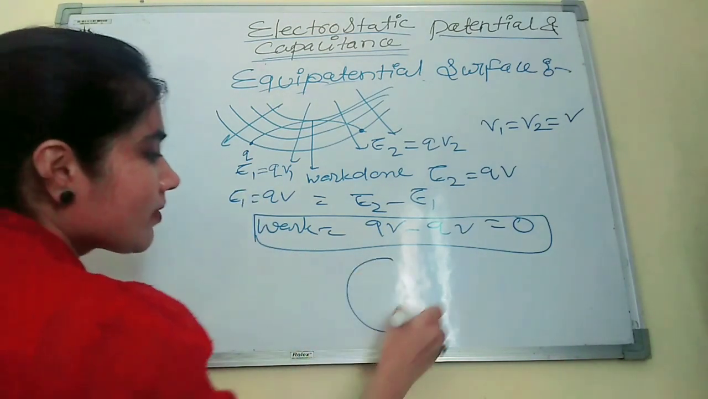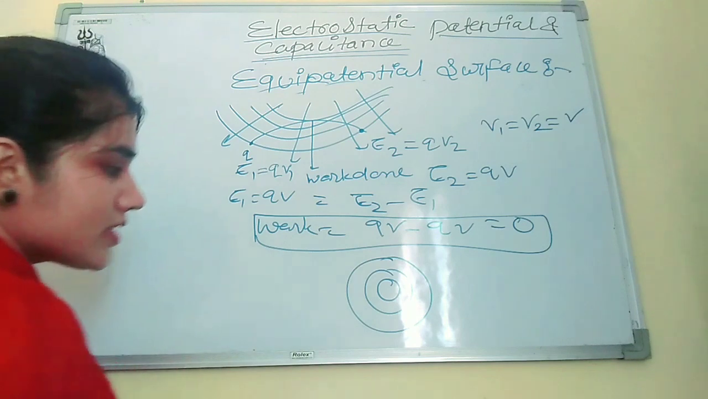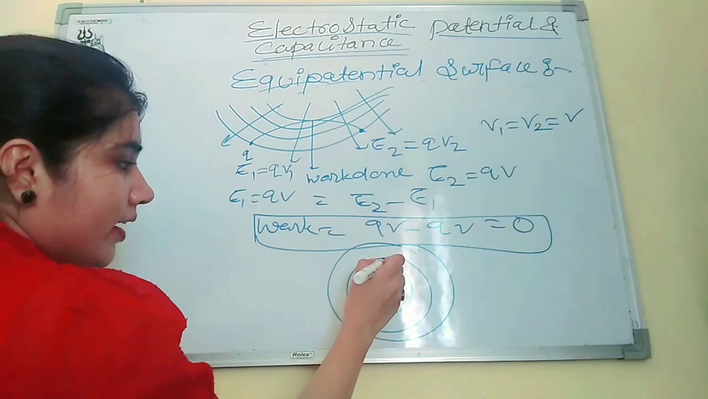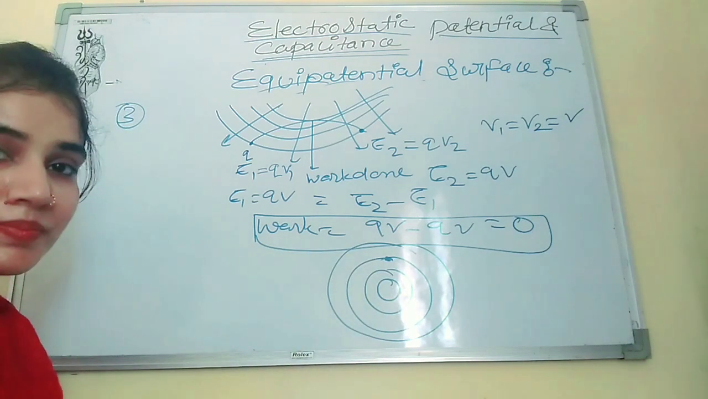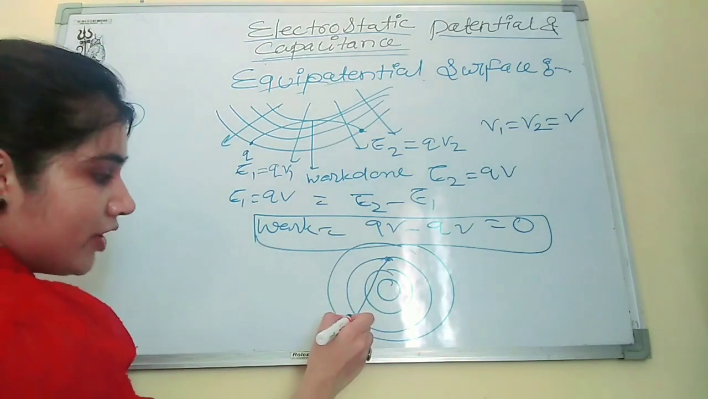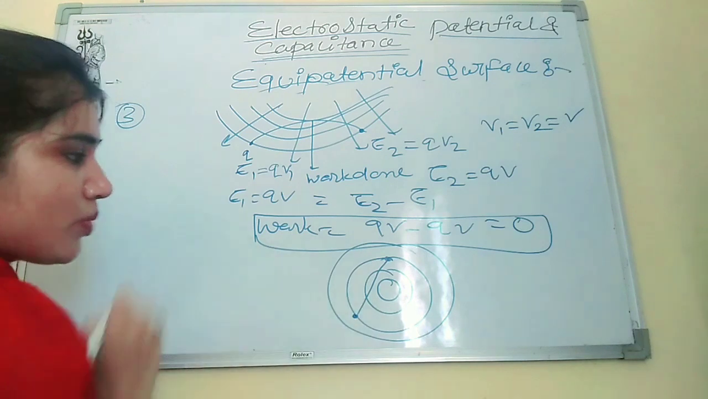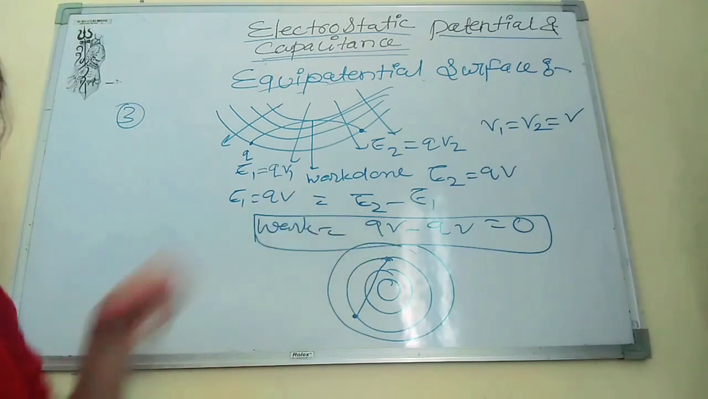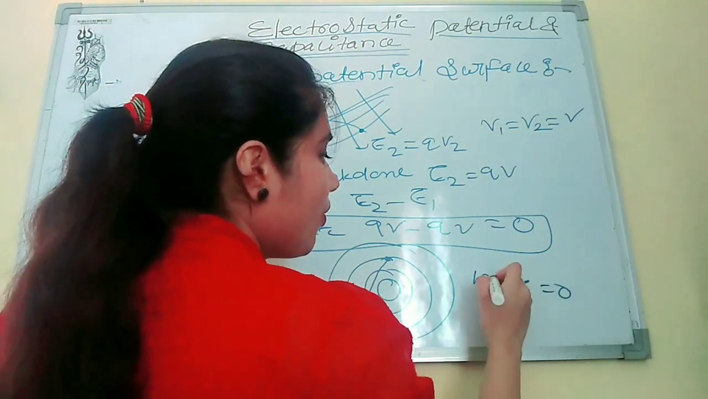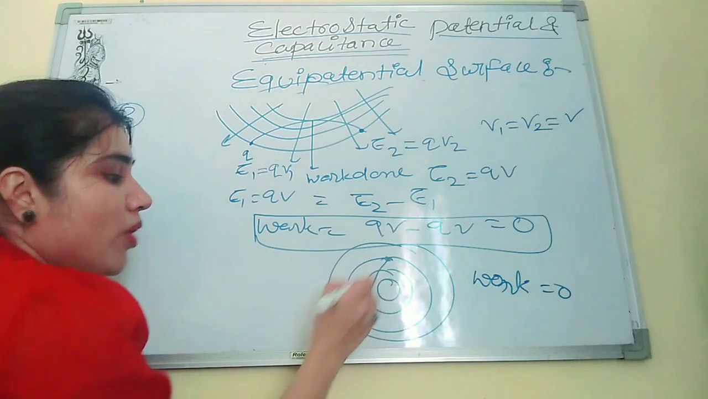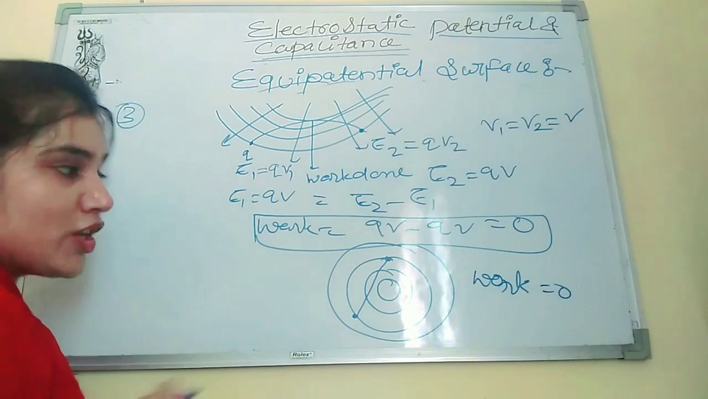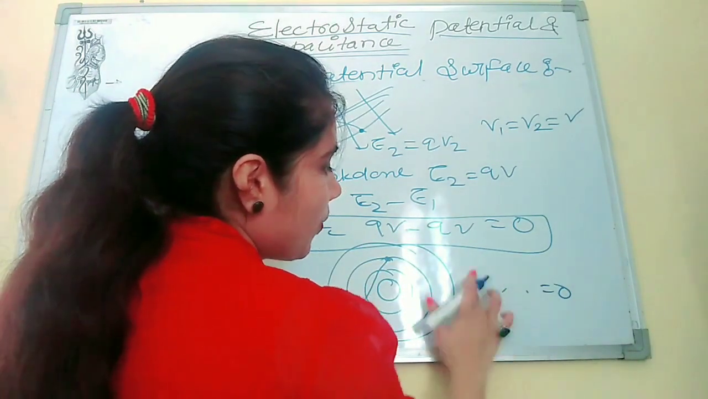Now suppose these are the equipotential surfaces. Any charge is placed here and now we are taking this path, and we are bringing the charge from this point to this point. So what will be the work done? The work will be 0. Why? Because both points are on the same equipotential surface. So the work will be 0.